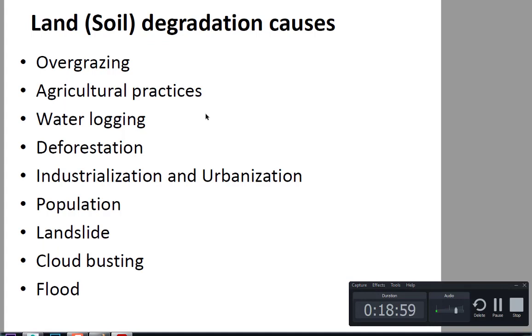Now in this slide we will discuss the causes of land and soil degradation. Here you can see the various causes responsible for soil degradation or land degradation. The first one is the overgrazing process.